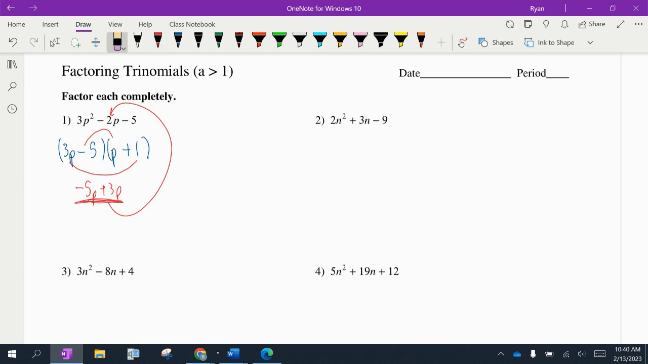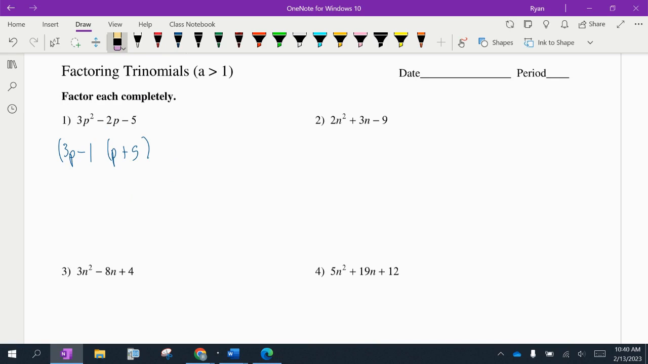So my answer is correct. I do have this factored correctly. I did it by a little bit of guess and check. Fortunately for me, I guessed the right one the first time. But if that didn't work, I could have tried something else, maybe like 3p minus 1, p plus 5. Still, 3p times p is 3p squared. -1 times 5 is -5. But if I had tried this one and multiplied the outside terms and inside terms, this doesn't combine to that -2p, so it wouldn't have worked.